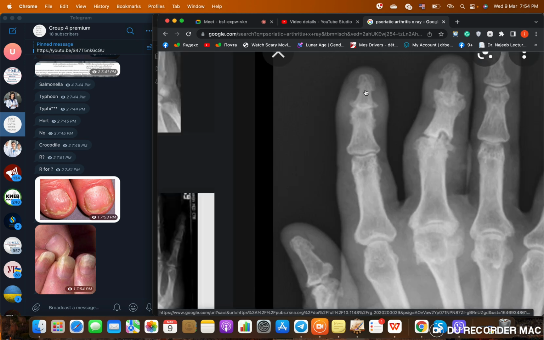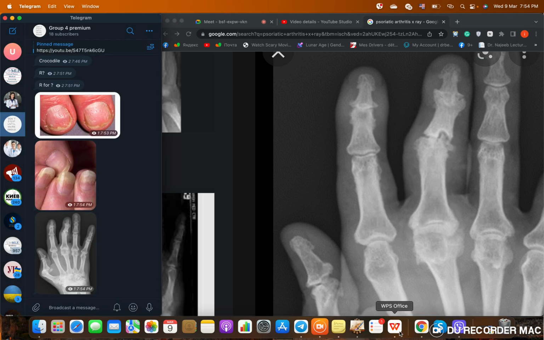As you can see, it's just entering the cup. There is almost no space, right? So this is the pencil-in-cup appearance.